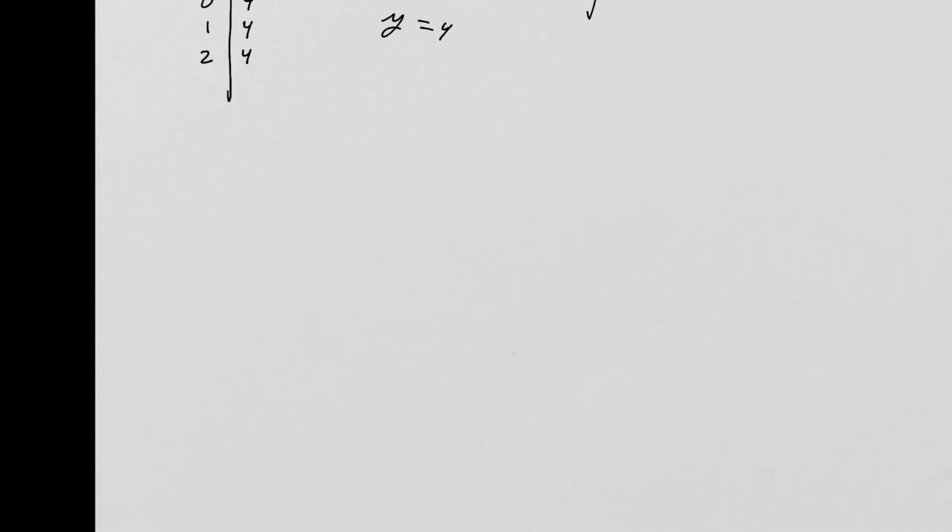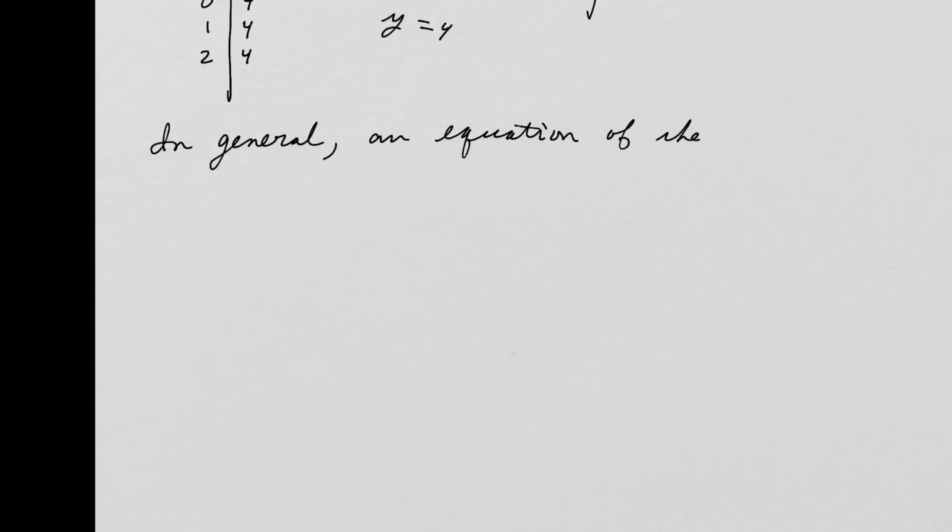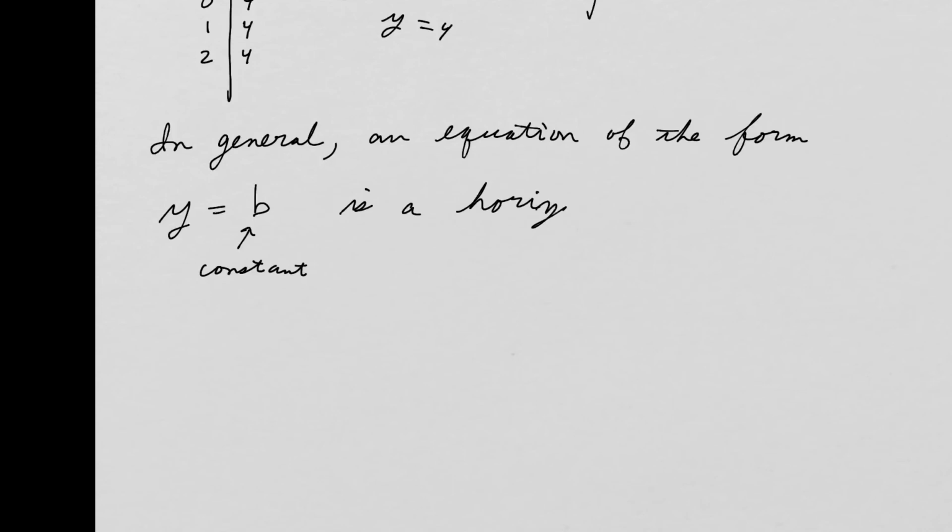And you can argue in general an equation of the form y equals a constant. Usually in this case we call the constant b, but it's just some constant, it's just some number. In this case it was 4, right? But it could be anything. That's always going to be the equation of a horizontal line.